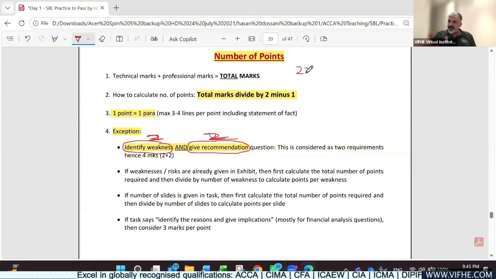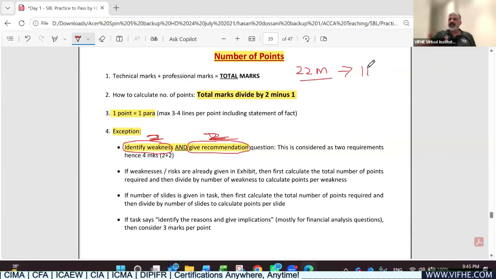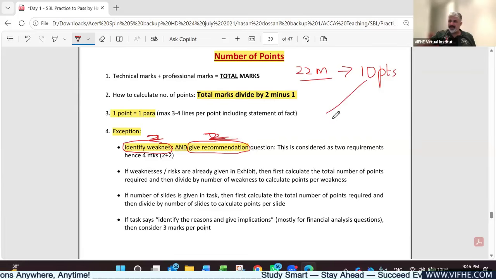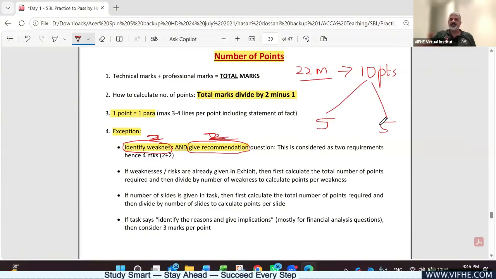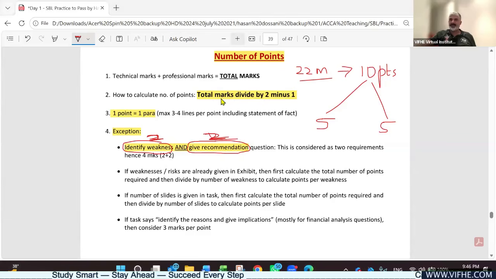Supposing the question is worth 22 marks. How many points will be required for 22 marks? 10 points, right? And if it's a weakness and recommendation, out of these 10 points, you will give 5 weakness and 5 recommendation. 1 recommendation for each weakness using a tabular format, 5 each. Is that clear?